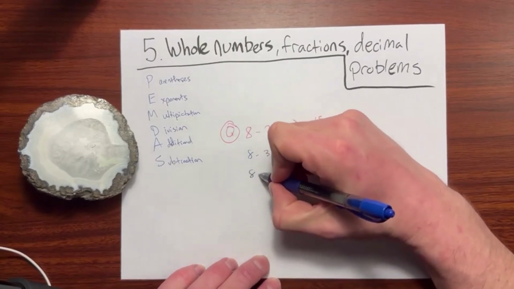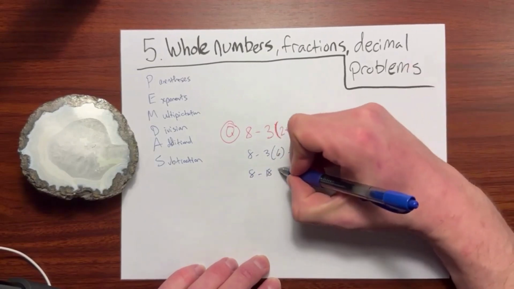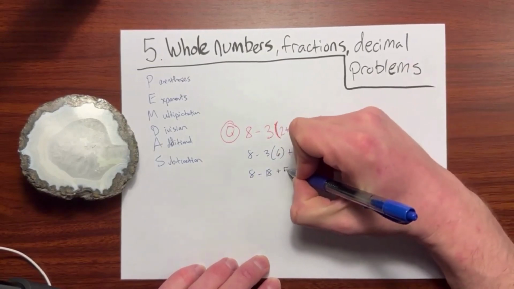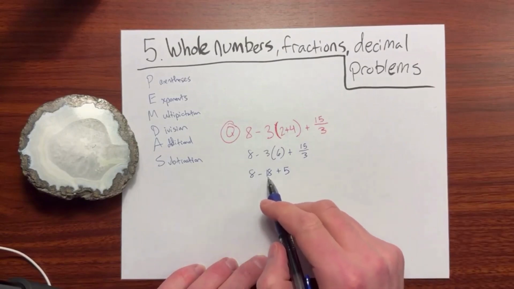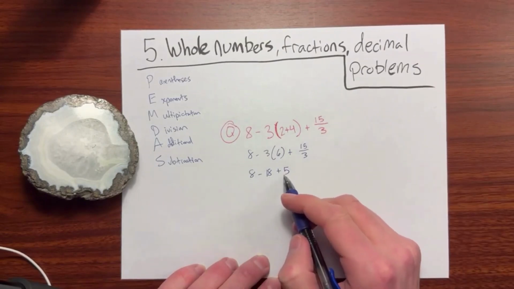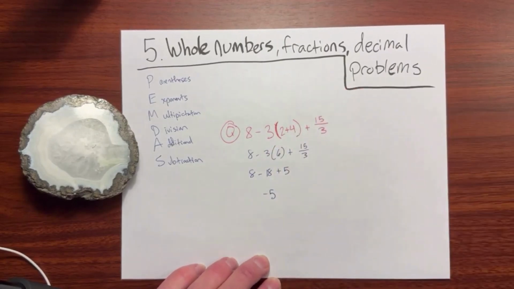So that would be 8 minus 3 times 6, which is 18, plus 15 divided by 3, which is 5. And then we'll just go through: 8 minus 18 will be -10, plus 5. So we round out with -5.